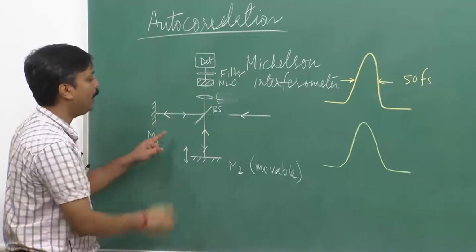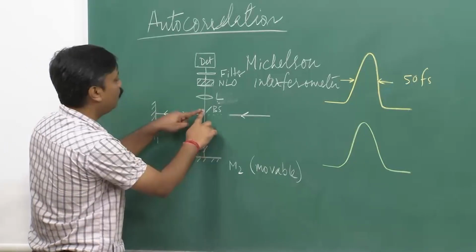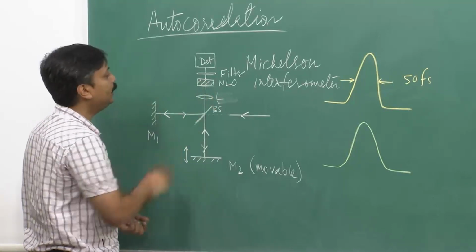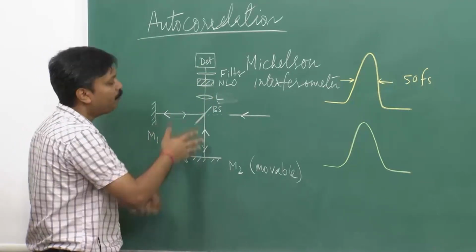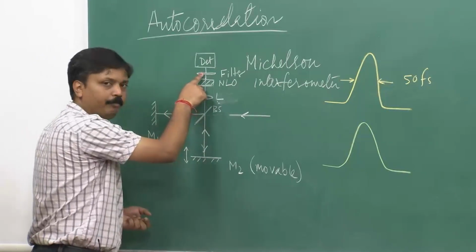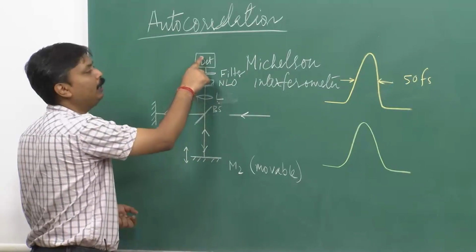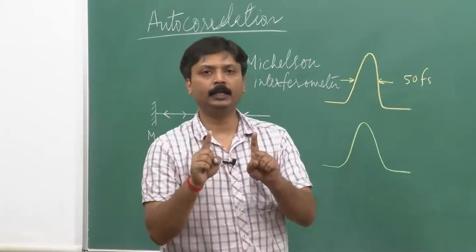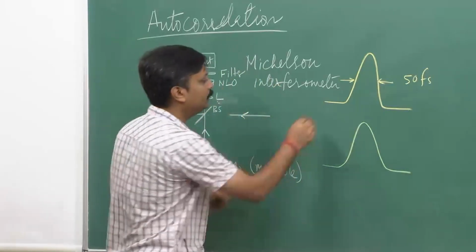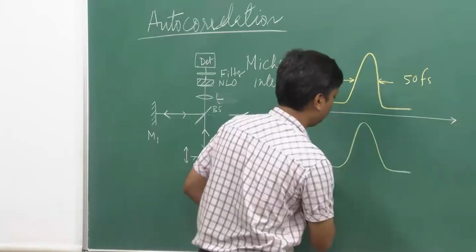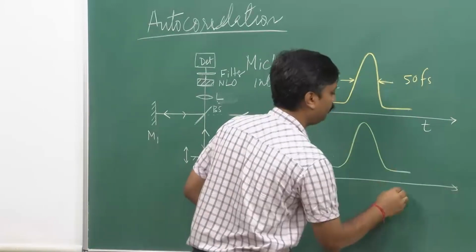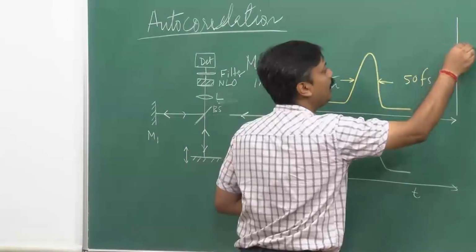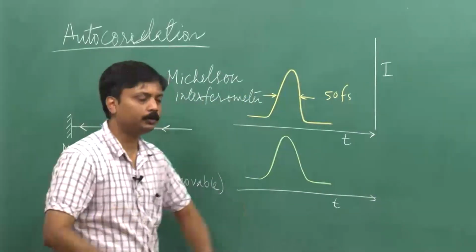So in this case, what will happen? These two lights will go and be focused into the nonlinear crystal, and then you will generate the second harmonic light. Fundamental light is also there. Fundamental light will be filtered here, and only the second harmonic light will come here. All right. So now, for second harmonic generation, this I showed, this is a pulse width, right? So that means in this axis I have intensity, the number of photons.